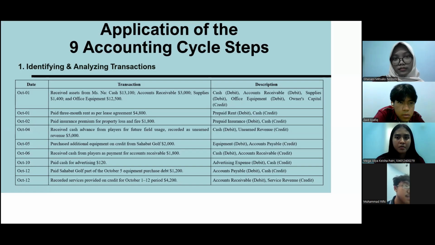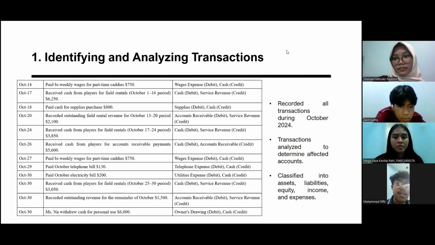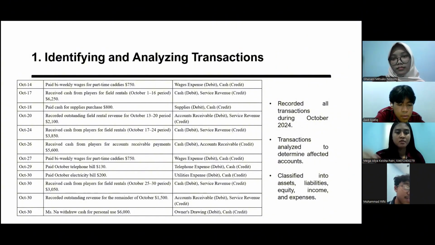Next is application of the 9 accounting cycle steps. First, identifying and analyzing transactions. Recorded all transactions during October 2024. Transactions analyzed to determine affected account. Classified into assets, liabilities, equity, income, and expenses.